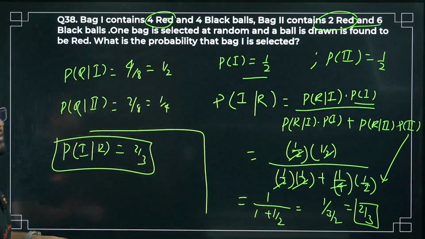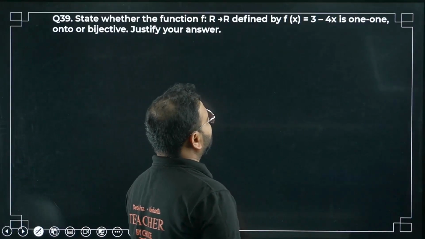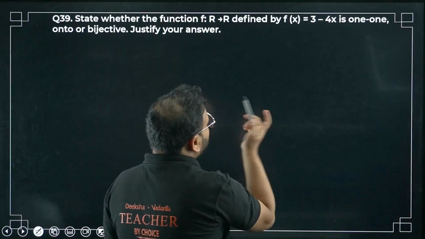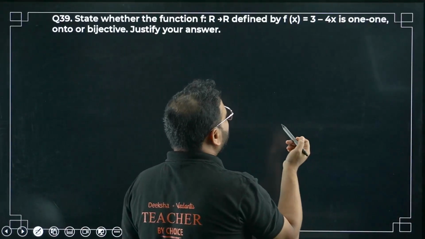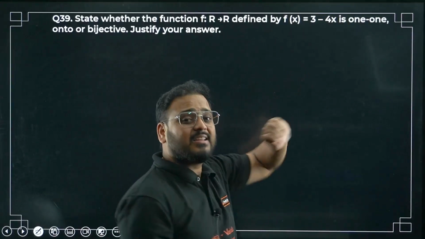Please check. Clear? State whether the function f: R to R defined by f(x) = 3 minus 4x is one-one, onto, or bijective. Justify your answer. Okay, let's find out. How can you do that? We can apply the graphical approach or we can apply the algebraic approach. Graphical approach is very simple. Let's try the algebraic approach over here.